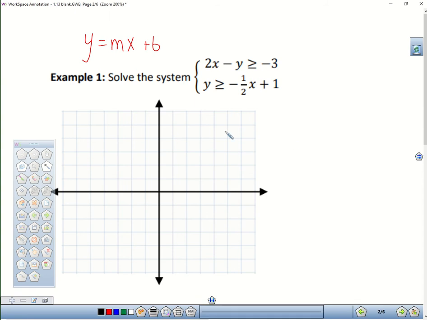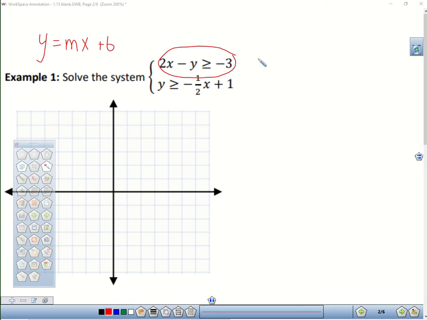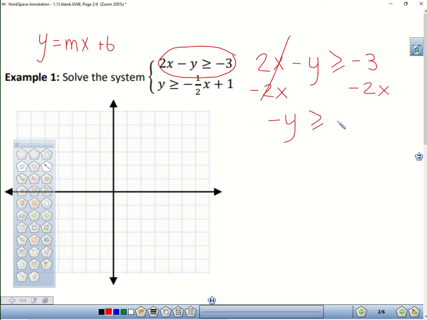Alright. So back to what we were talking about. First thing you need to do here is you need to get the y by itself. So we have 2x minus y is greater than or equal to negative 3. I subtract 2x on both sides. That gives me negative y is greater than or equal to negative 2x minus 3.